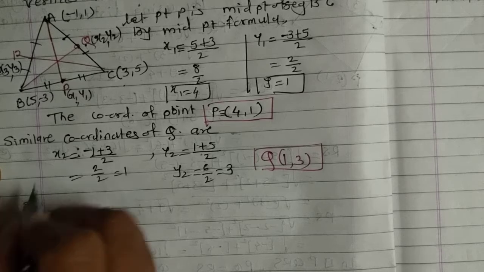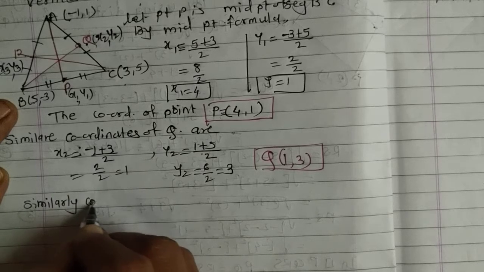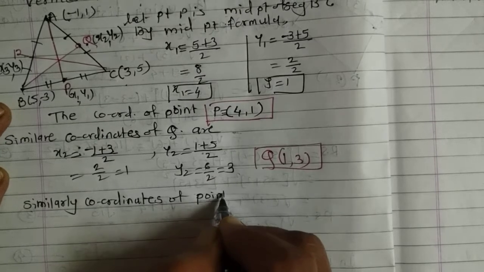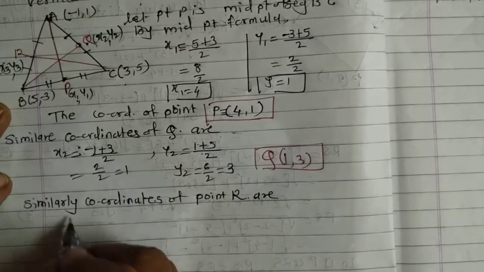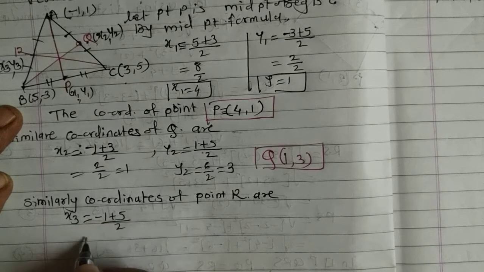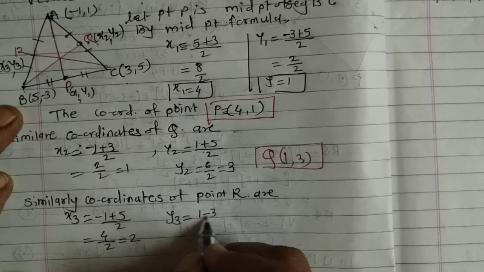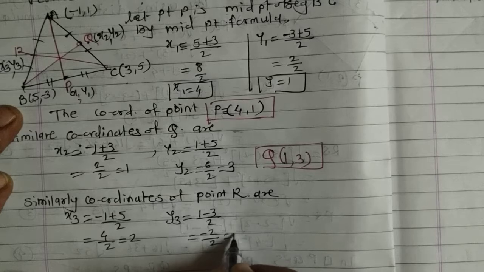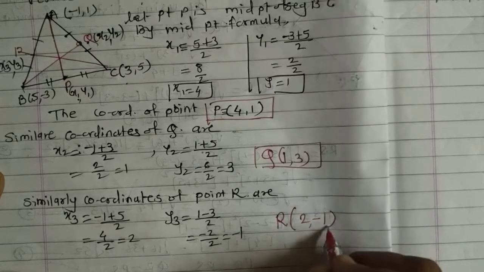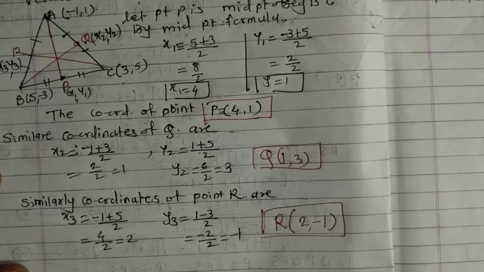Similarly, the coordinates of R, which is the midpoint of AB, here we write, similarly coordinates of point R are x3 is equal to the sum of these x coordinates, (minus 1 plus 5) upon 2, that is equal to 4 upon 2 means 2, and y3 is equal to (1 minus 3) upon 2, that is equal to minus 2 upon 2 means minus 1, and that is the point R, (2, minus 1).